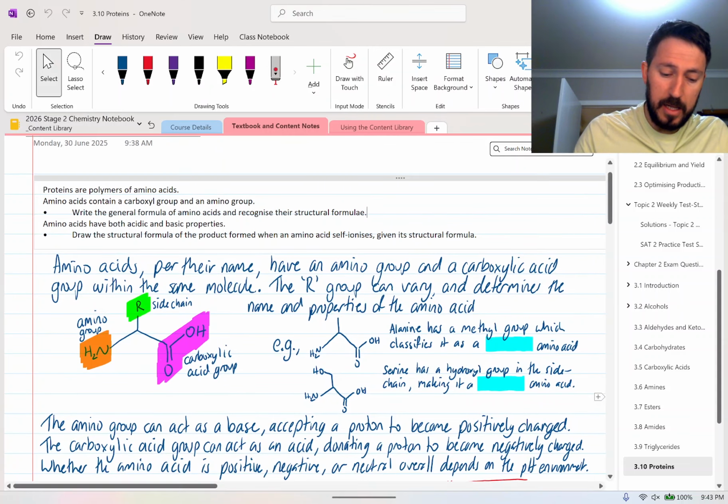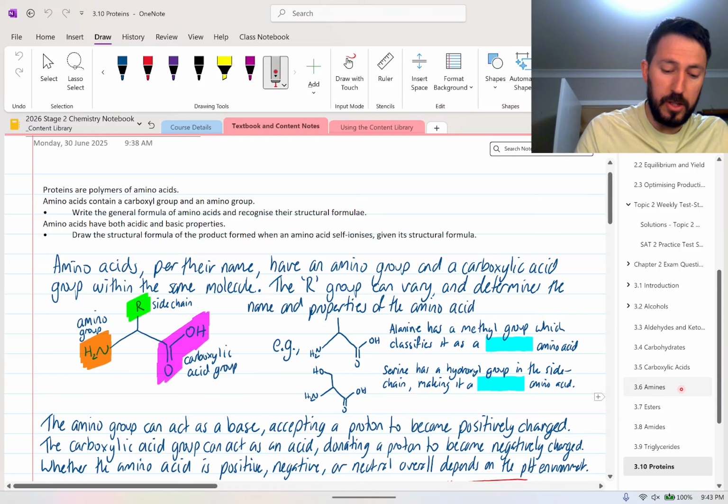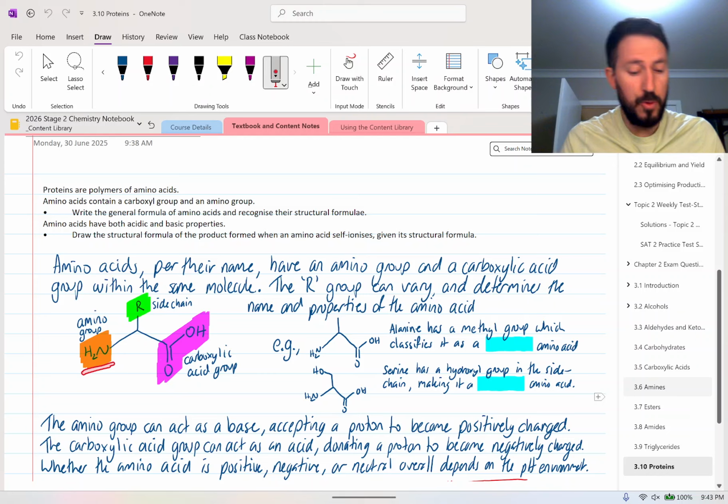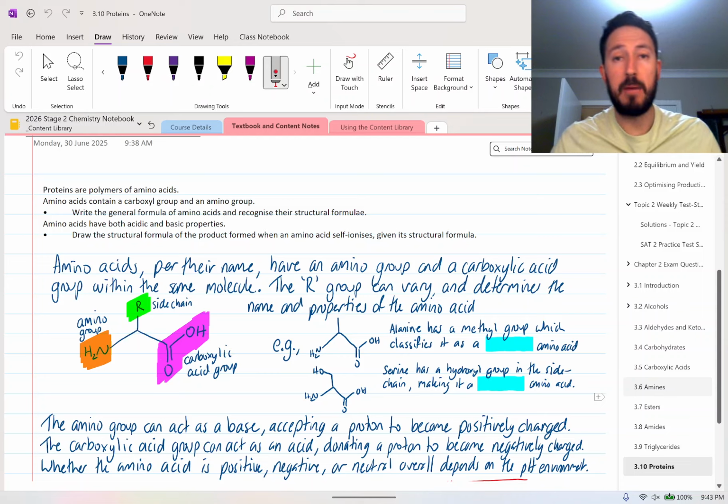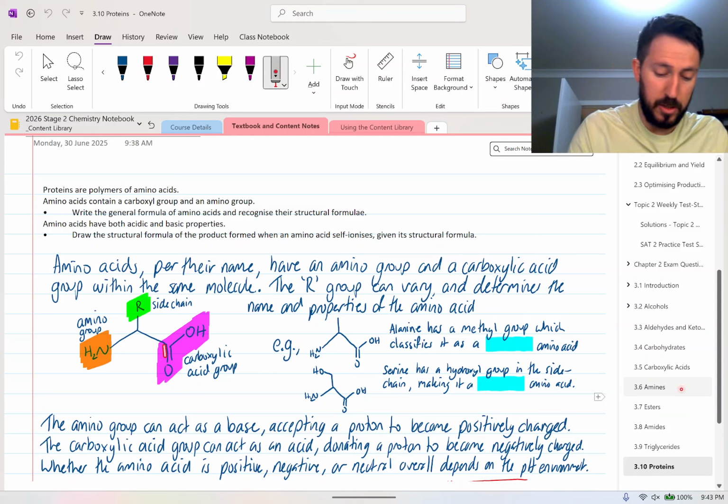Now, you can see that in this generic structure, we have an amino group on one side, which is an NH2. It's connected to a carbon in the center, and attached to that carbon in the chain is a carboxylic acid. So another carbon attached, double bonded to an oxygen, attached to an OH.